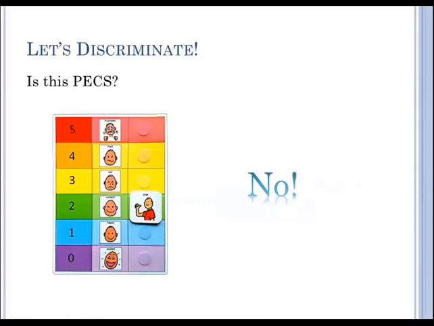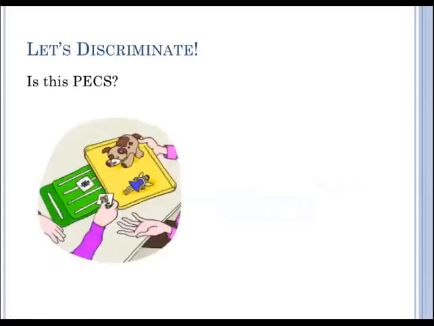All right, here's another example. Here we see a tray with some items on it that a child can choose from, and a communication book where the child is lifting a symbol off to hand to the adult. Is this an example of PECS? I'll give you 5 more seconds.